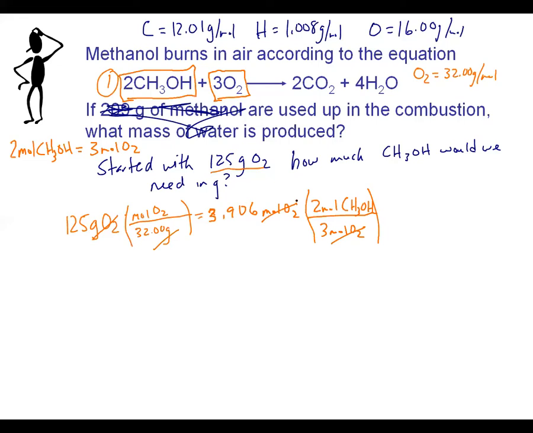That really is the stoichiometry part. Times it by 2, dividing it by 3 gets us 2.604 moles of CH3OH. Again, close to what we're looking for, but we do want grams in this case. So the last step, which is that 4th step that we need to do, is we're going to end up here taking the molar mass.